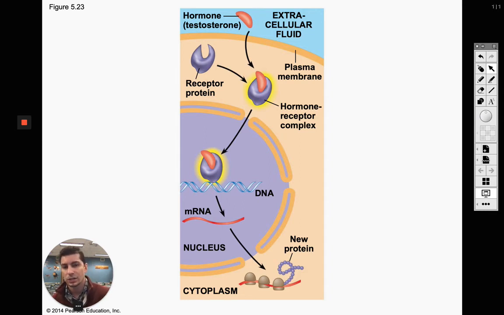Right when the testosterone comes in, that's what triggers the DNA, or another hormone. It doesn't always have to be testosterone to make a protein, okay? Without this hormone, without this catalyst to bind to the receptor protein and get things going, DNA is not going to give the instructions to mRNA to make a protein.